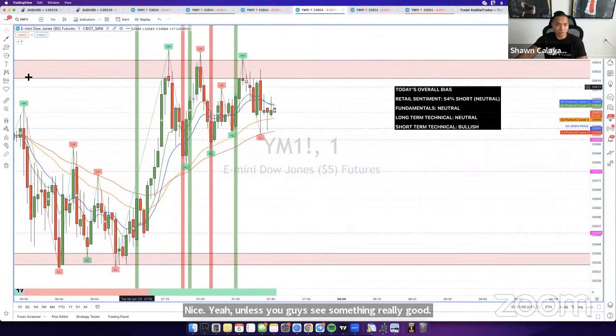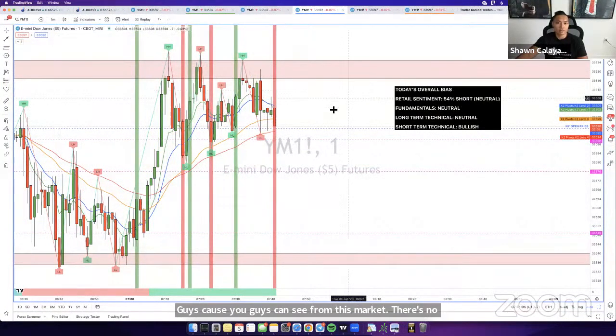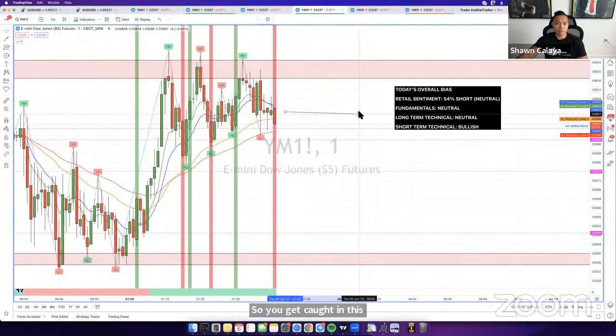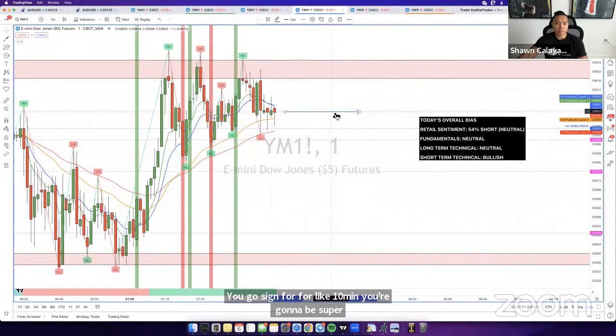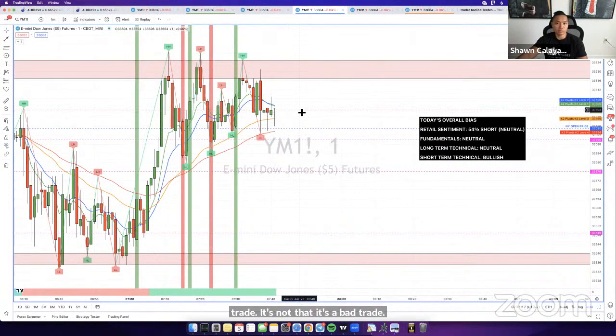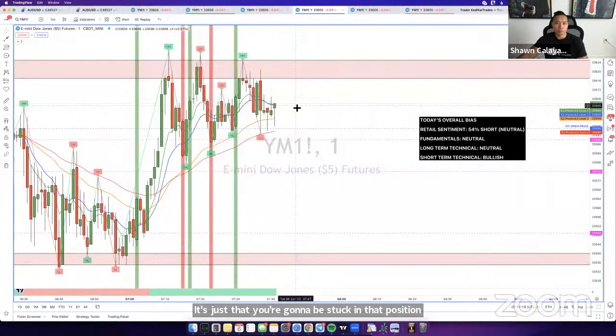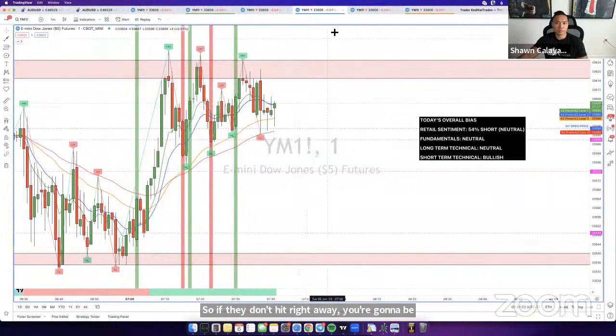So if you get caught in this position, say for example you get a V1 and then you're stuck in it, you go sideways for like 10 minutes, you're going to be super stressed out because you're going to regret taking the trade. It's not that it's a bad trade. It's just that you're going to be stuck in that position for longer than you want to, because these V1s hit pretty quickly. So if they don't hit right away, you're going to be trapped in that position for maybe 10, 20 minutes.